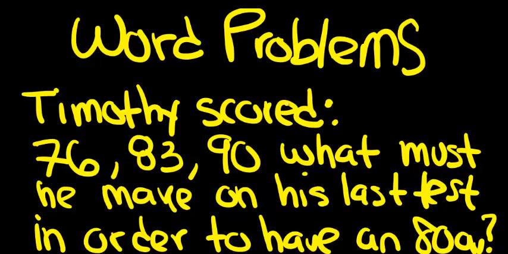This word problem says Timothy scored the following on his exams: a 76, an 83, and a 90. What must he make on his last test in order to have an 80 average? So when we look at this, we see that we have a lot of numbers. And the first thing that I'm looking at is that we want to have an average. He wants an 80 average, an average of 80. How do we calculate averages?